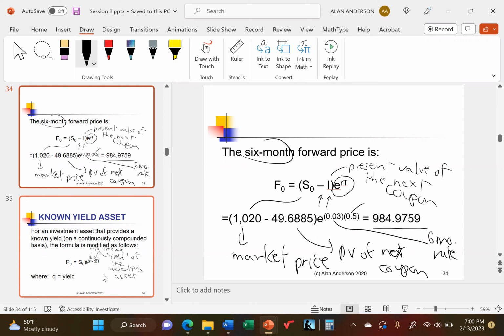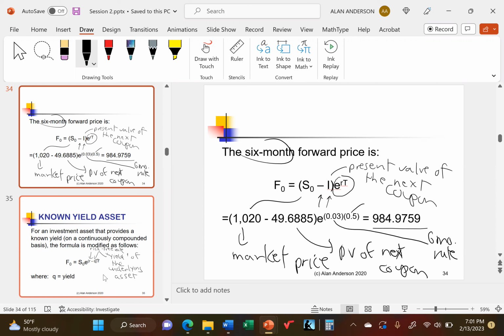Now, this one, we don't use it as often because very few assets in the economy provide cash flows on a lump sum basis like this. Most of them, if they do provide some kind of an income, we can basically assume that the income is coming to us on a continuously compounded basis, specifically interest rates.